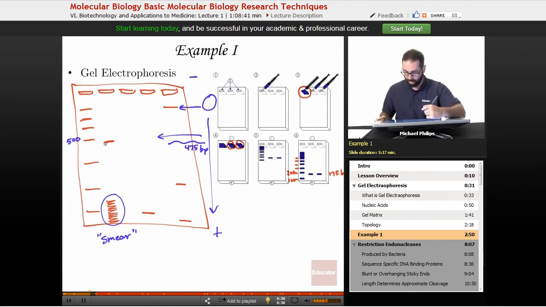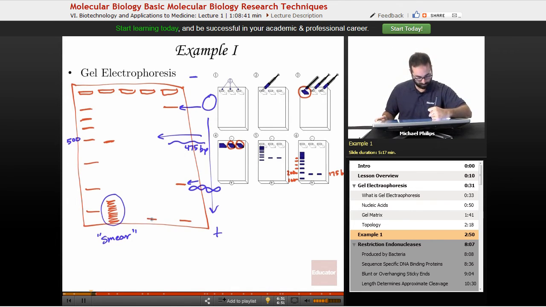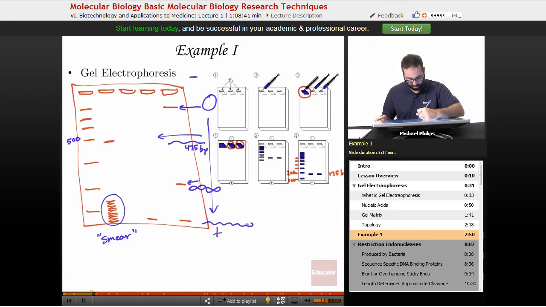Over here, you would have a supercoiled piece of DNA. That's this. And over here, this is an even more supercoiled DNA. The more supercoiled you are, the further you run down the gel, the faster you run.